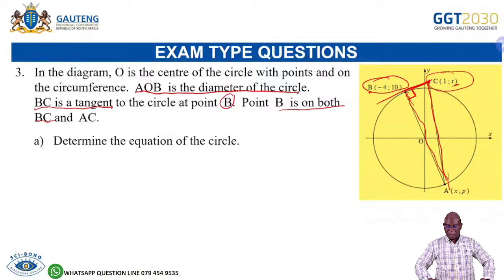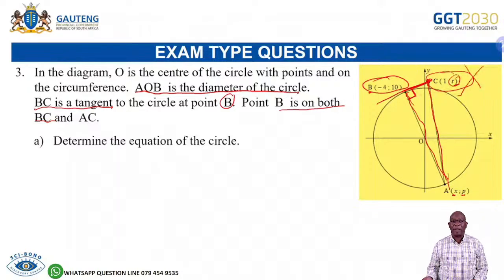How am I going to get the equation of the circle? Simple. Take a point which is on the circle. If I knew X and P, I'll take that point. But if I knew T, I will not. Reason, the point C is outside the circle, so I cannot use it. I must use points that are on the circle.